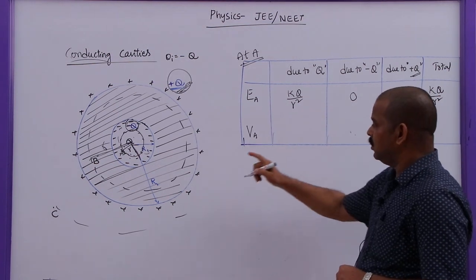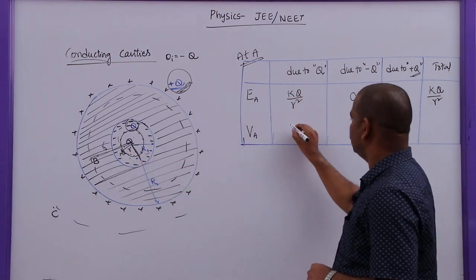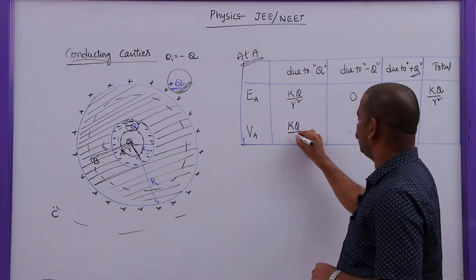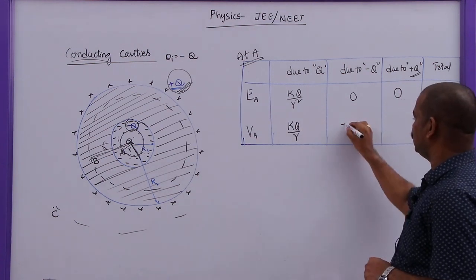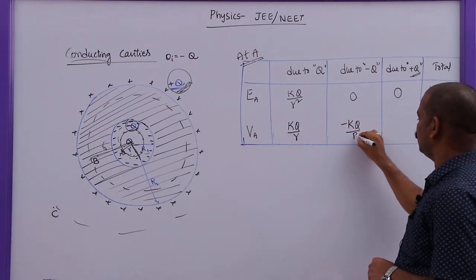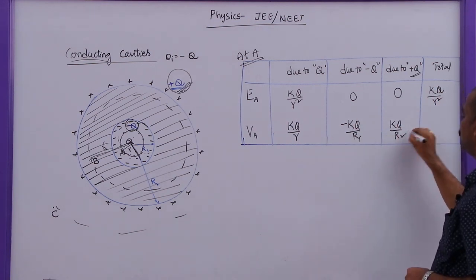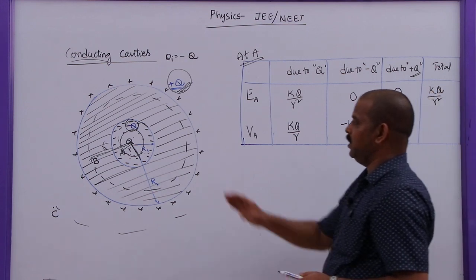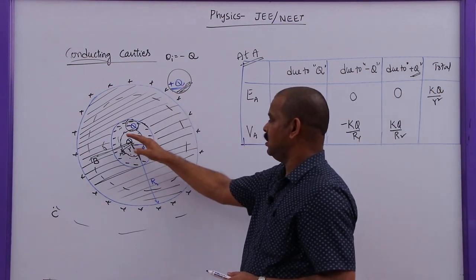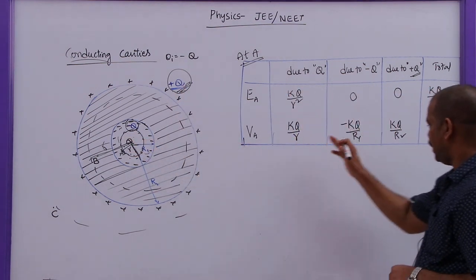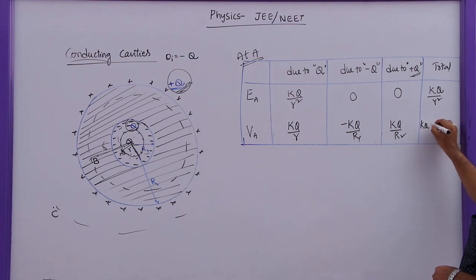Potential at A: this is given by KQ by R due to the charge Q, minus KQ by R1 due to the negative charge, plus KQ by R2 due to the positive charge, because potential on the surface is equal to potential at the center. So if you add these three, KQ common, 1 by R2 minus 1 by R1 plus 1 by R.